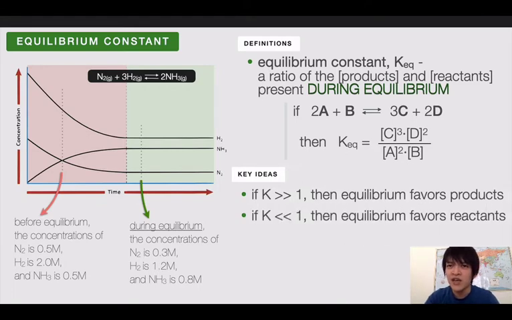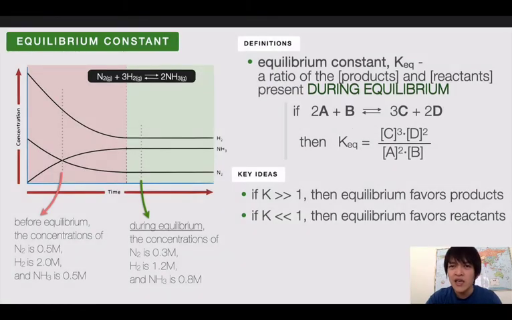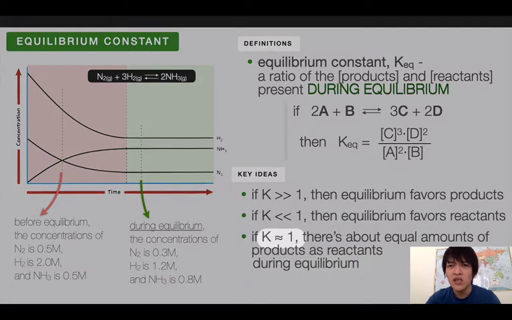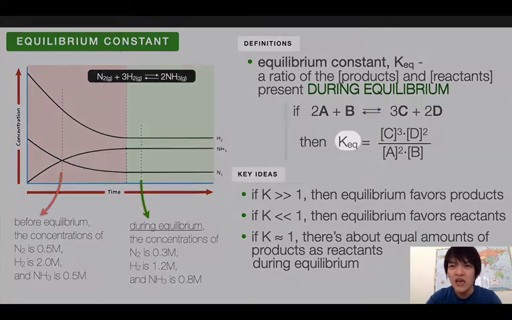If you calculated the K value and it's a lot smaller than 1, like a tiny decimal number, that means that during equilibrium, there are a lot more reactants than products because the denominator part of the equation, which was the reactants, must be bigger. If the denominator is big, then when you calculate K, K will be tiny. Lastly, if K is approximately 1, then that would mean that during equilibrium, the amounts of products and reactants are about equal. This should make sense because the only way K would equal 1 is if the numerator and the denominator are the same.